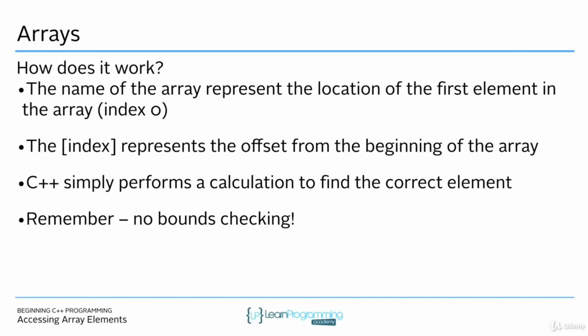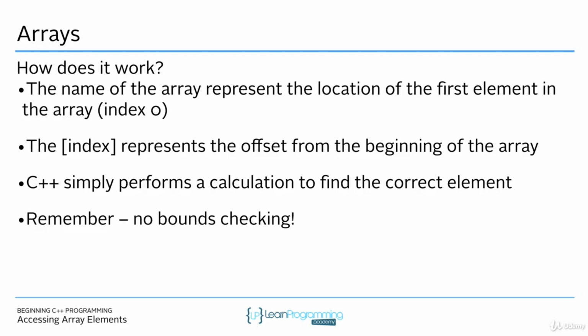In C++, the name of the array represents the location or address in memory of the first element in the array. That is, the element with index 0. When we access an array element using the subscript operator and provide an index in the square brackets, the compiler knows that you want the element that is at that offset from the beginning of the array. So all the compiler has to do is a pretty simple calculation.